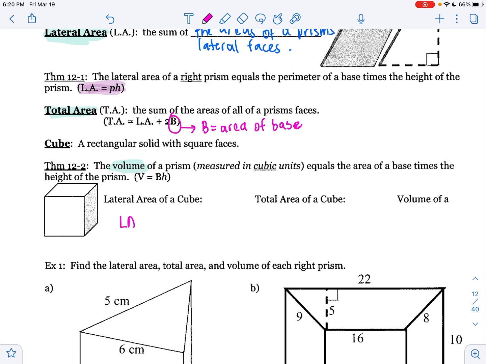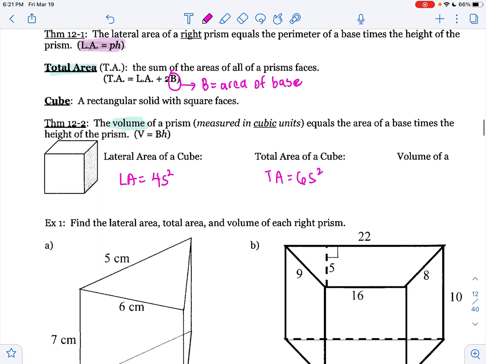So lateral area for a cube, and rather than memorizing formulas, I want you guys to visualize it, think of it conceptually. So we have the 4 sides of the cube, and then total area would include the top as well as the bottom, and those also happen to have the same area s squared. So if we add another s squared and another s squared, we get total area is 6s squared.